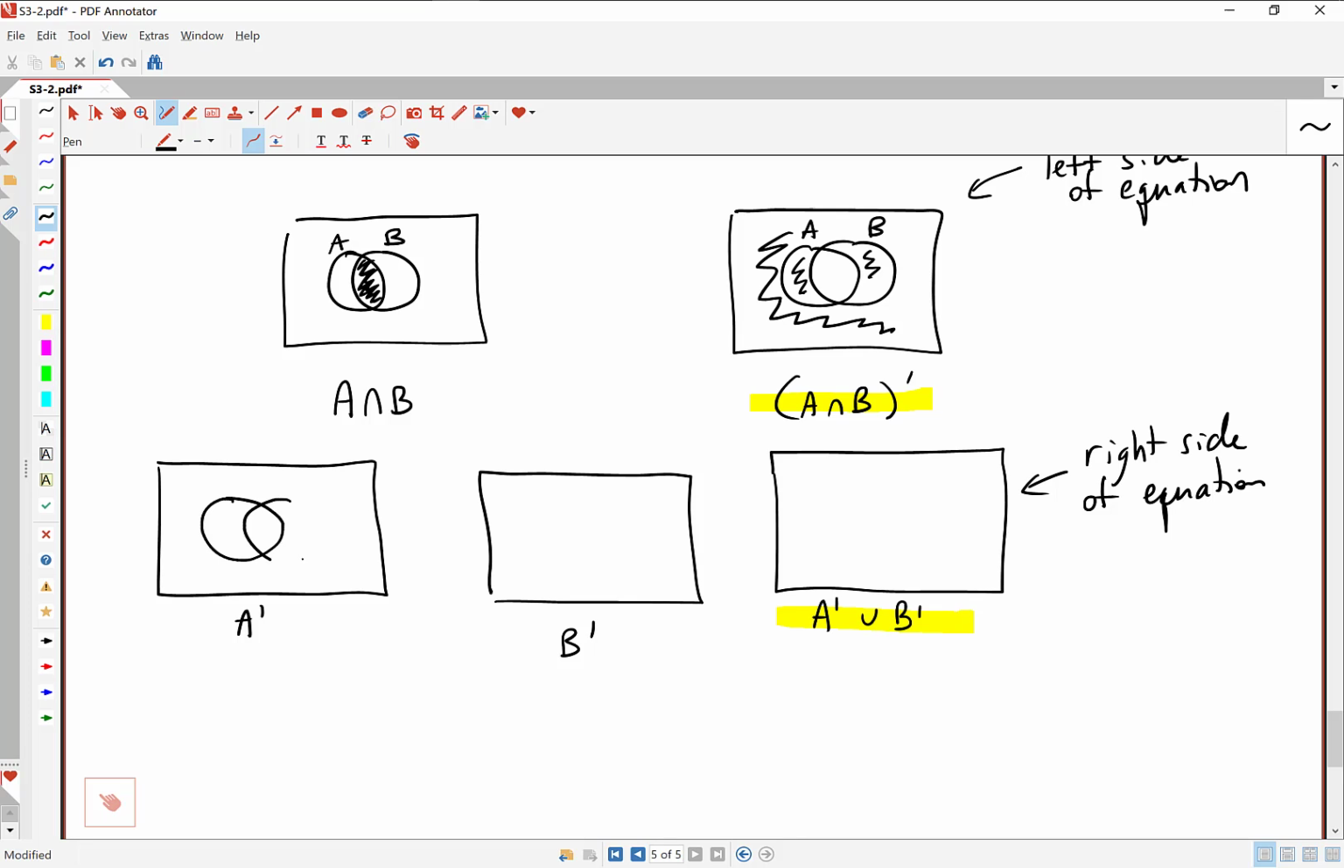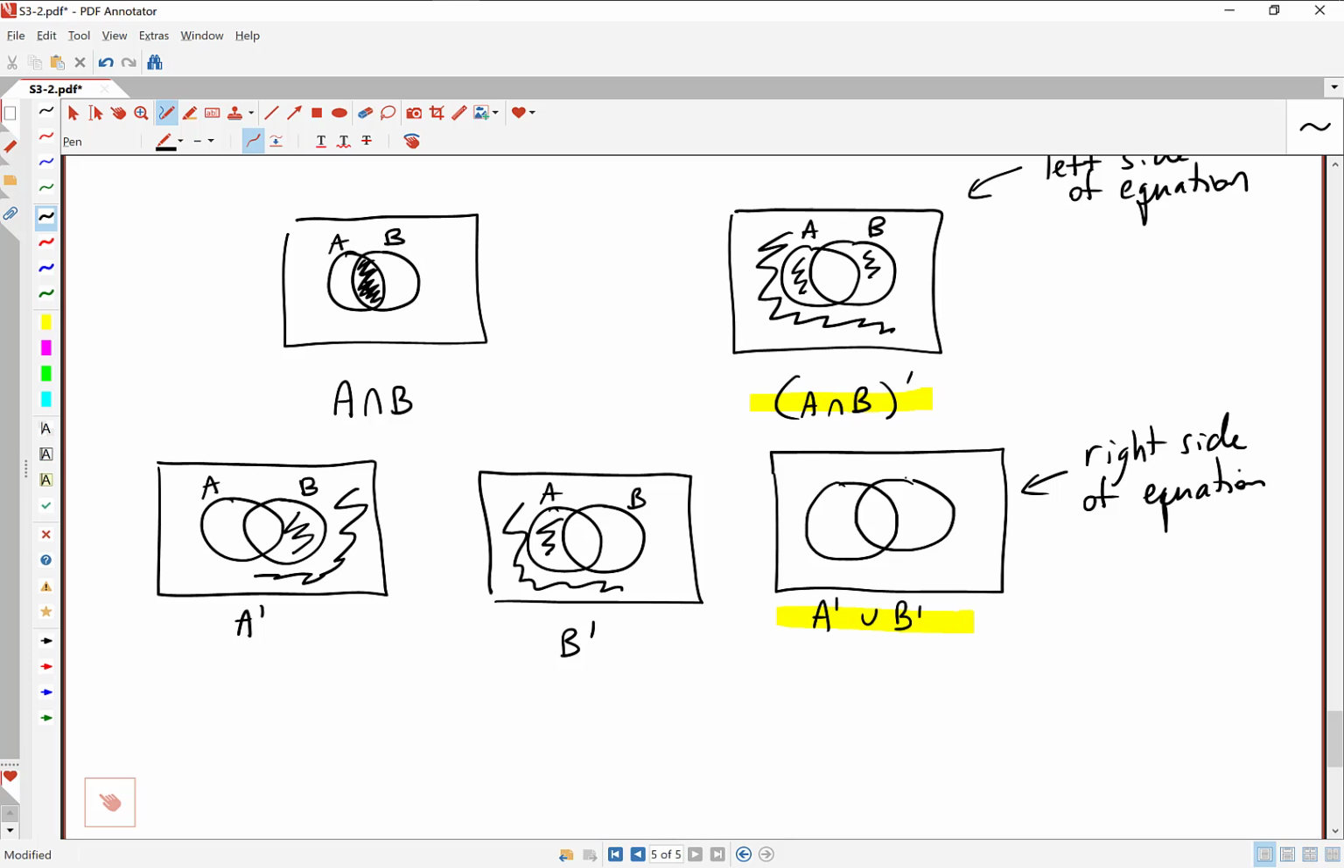We'll draw our usual setup here, two overlapping circles. A complement is everything outside the circle for A, so two regions shaded. B complement, everything outside the circle for B, so that would be two regions shaded. And for our third diagram here, we're doing the union operation on our previous two diagrams. So let's draw our setup.